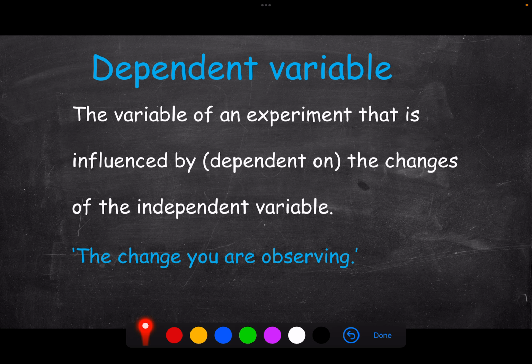Then next up is the dependent variable, and this variable is the variable of an experiment that is influenced or dependent on the changes of the independent variable. So it depends on how the independent variable changes, and that will change or influence the dependent variable. Another way of thinking about the dependent variable is to think about it along the lines of the change you are observing. So what you are observing in the experiment, like what's changing as you look at the experiment because of the independent variable changing, what is that affecting?